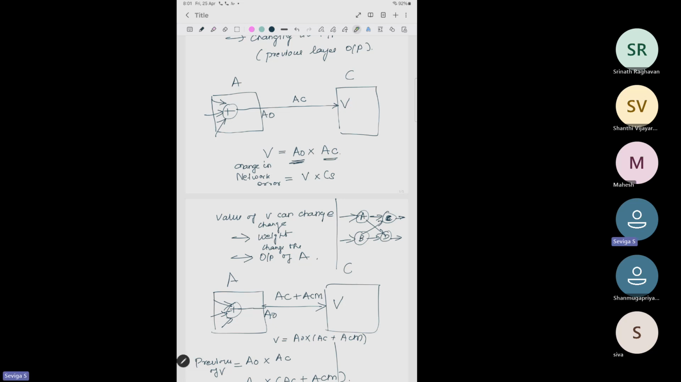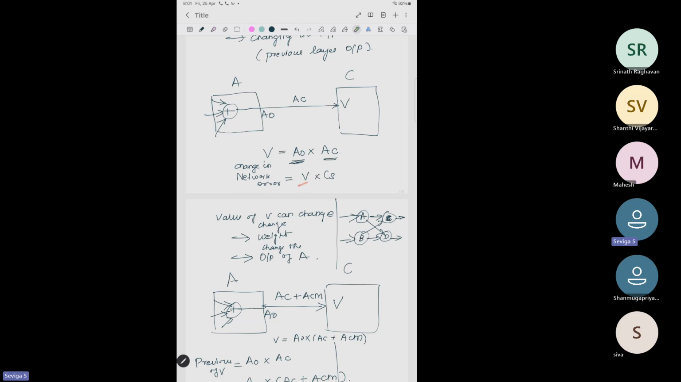So the V value is this one. What will happen to the change in the network error? The change in the network error is the outcome of C, because we don't have any other outcome here. We have only C. C is the outcome, so the change in the outcome of C into C delta will give you the change in the network error.